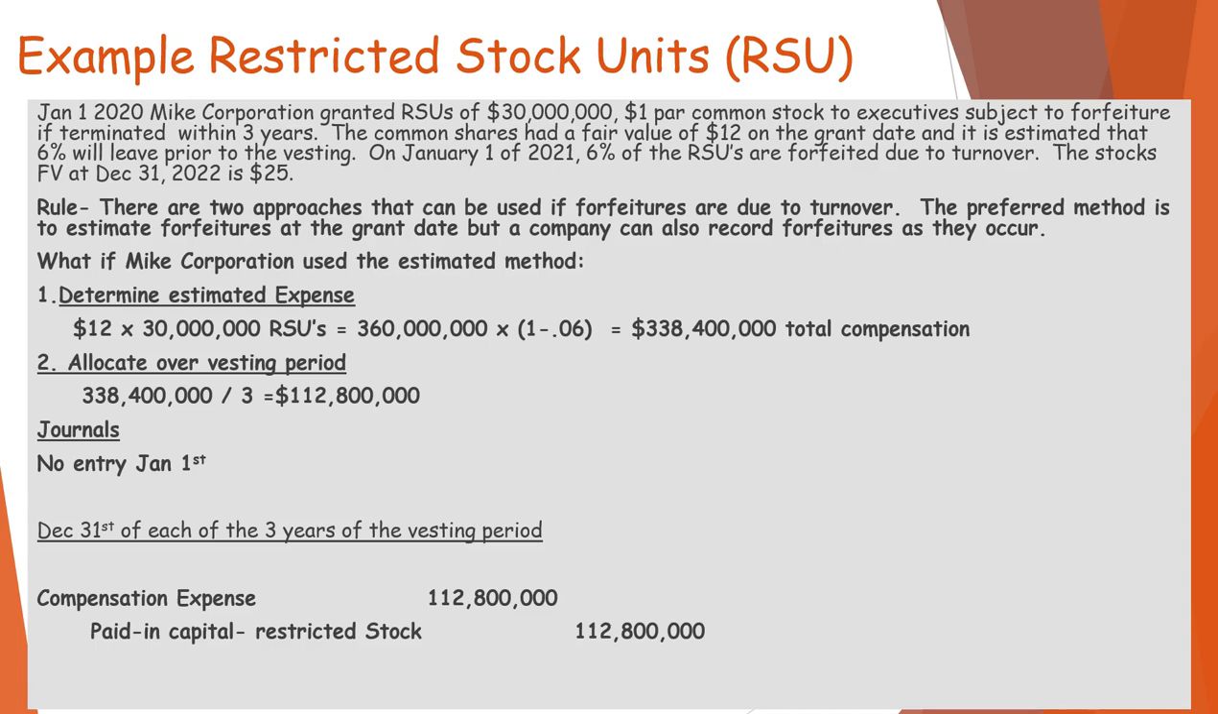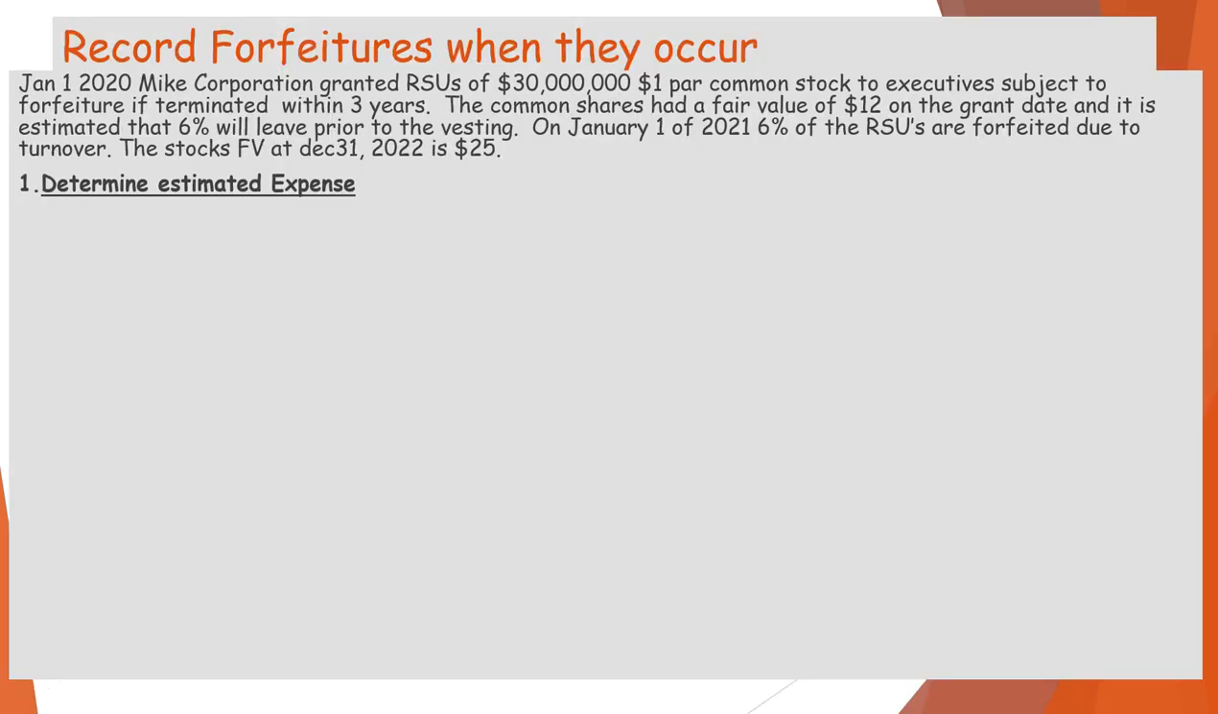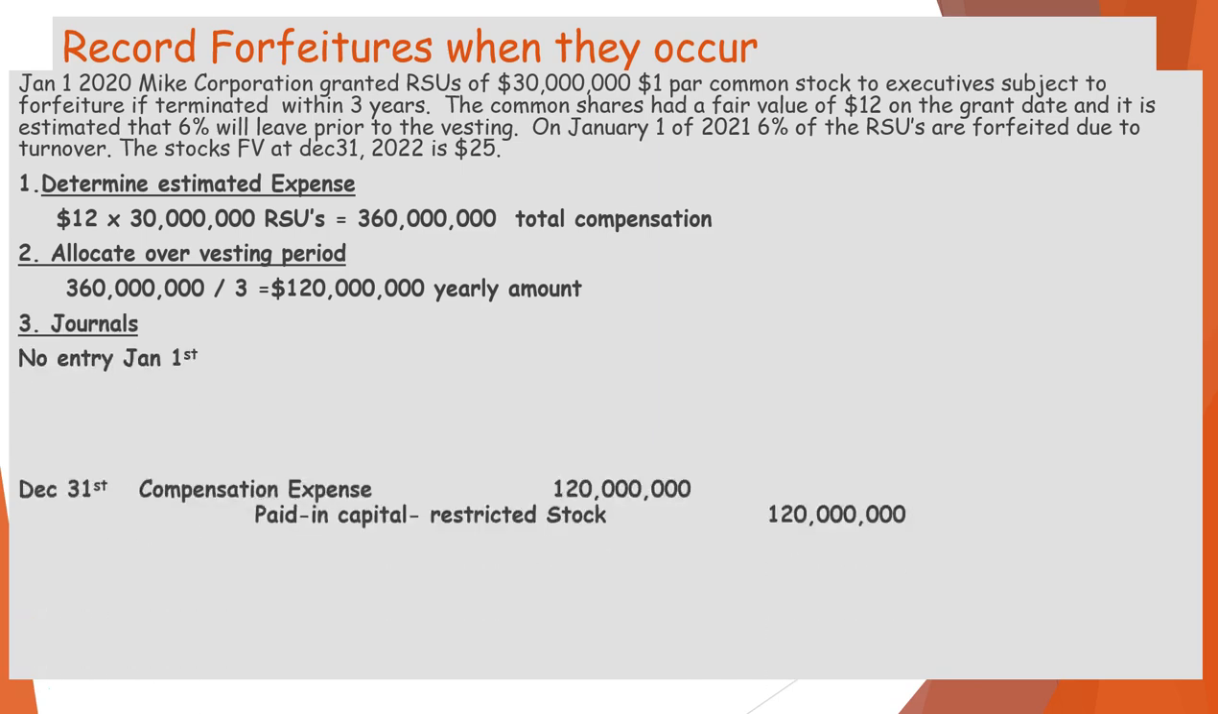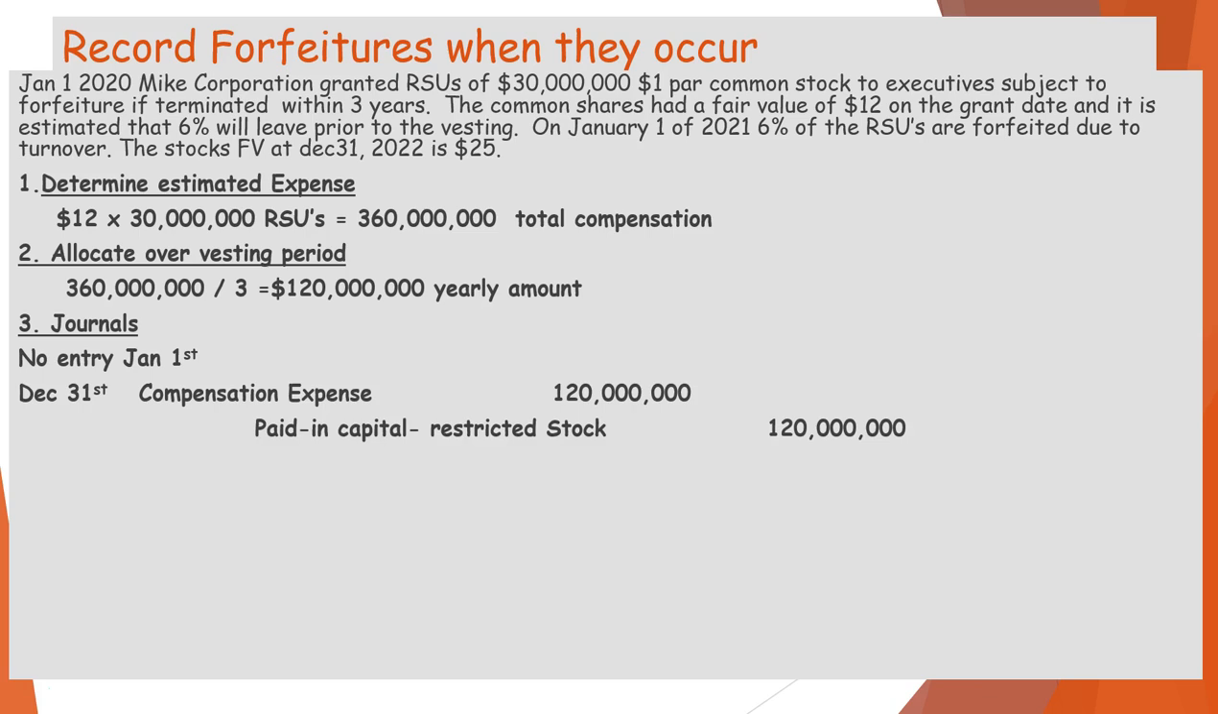Now, what happens if instead we decide to just go ahead with the forfeitures when they occur? Because we're thinking, maybe they won't forfeit. Maybe they'll stay the whole time. So, in this case, the expense is the whole $360 million. We're going to divide that by 3. And we're going to have no journal again when it starts, but at the end of the first year. But now this is when it gets a little complicated because we had forfeitures in the second year and we have to adjust for that.